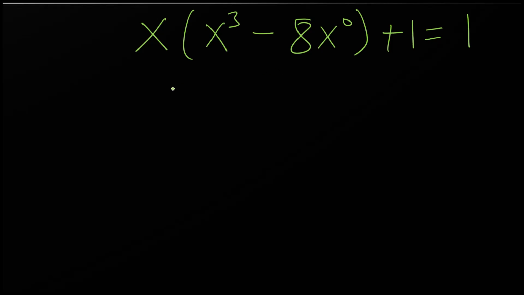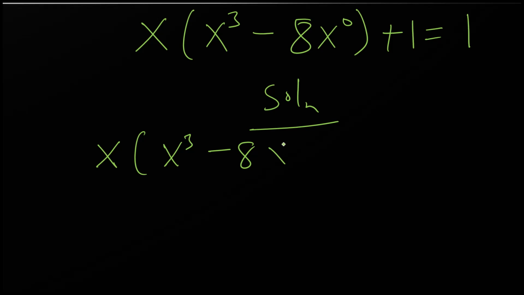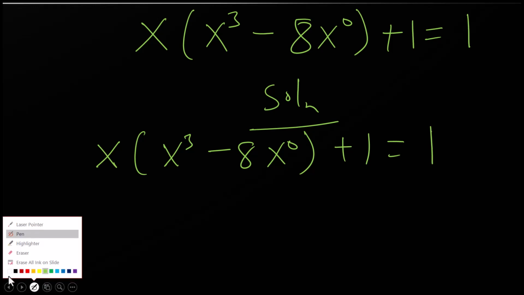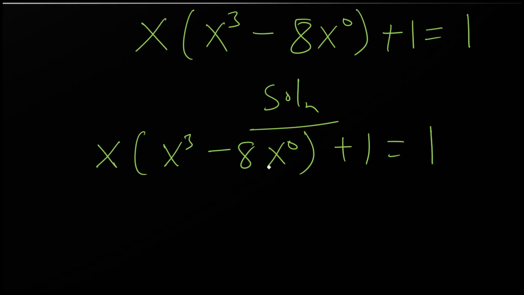Now let's solve for x here. So this one is very simple. So we have x times x cubed minus 8x to the power 0 plus 1 equals 1. Okay, now before we get started, understand that any non-zero number to the power 0 is 1.